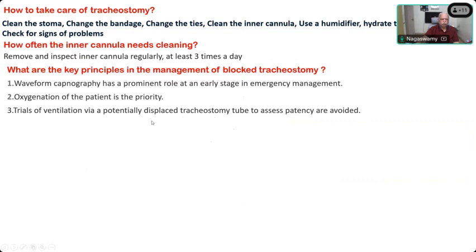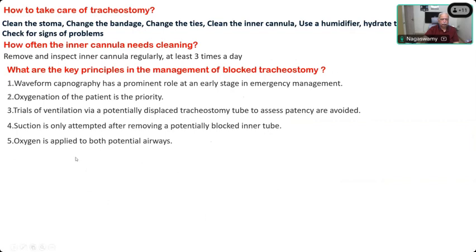Don't try to ventilate the patient if there is a big clot or incrustation blocking the tube. Suction is only attempted after removing the potentially blocked inner tube. Then only should you apply the suction, not try to push the blockage into the lower part of the lung. So suction should be applied after removing the inner tube.